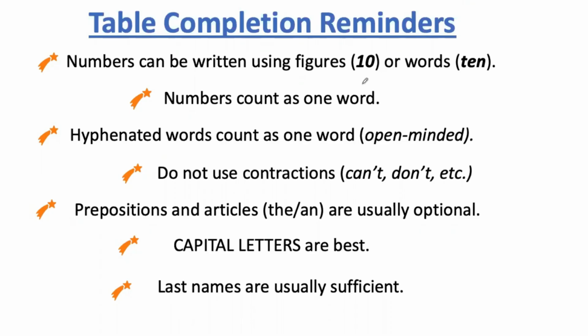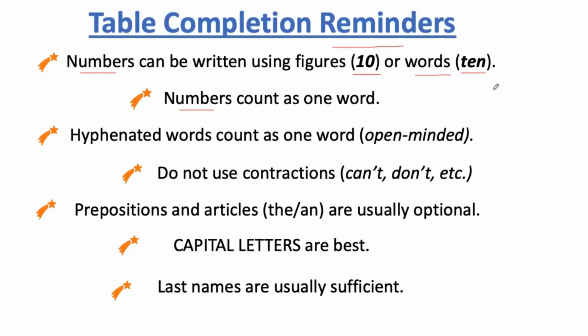Now, you might remember some of these reminders from different completion question types that we've covered, but I just want to review them so they're fresh in our memory and so that we're ready to tackle this question type. For any completion questions, you want to make sure that you remember information about numbers. So numbers can be written using the figures themselves. So for example, here we have 10, the number, or you can use words. So you can write out 10. This is the same. It's your preference.